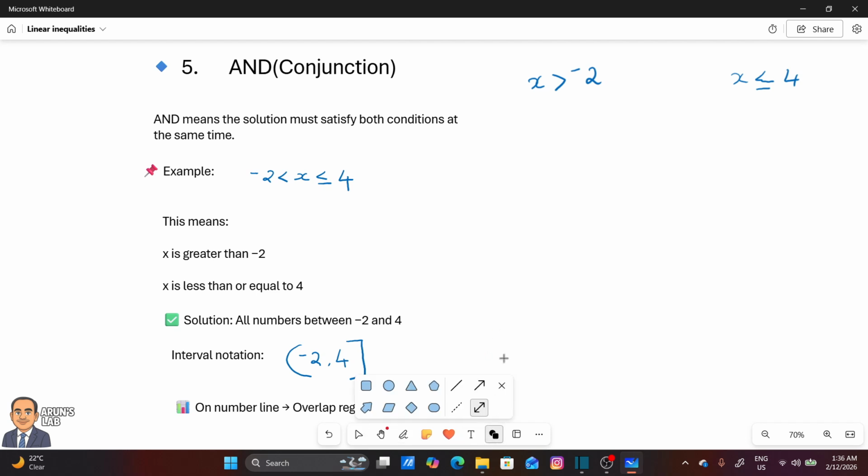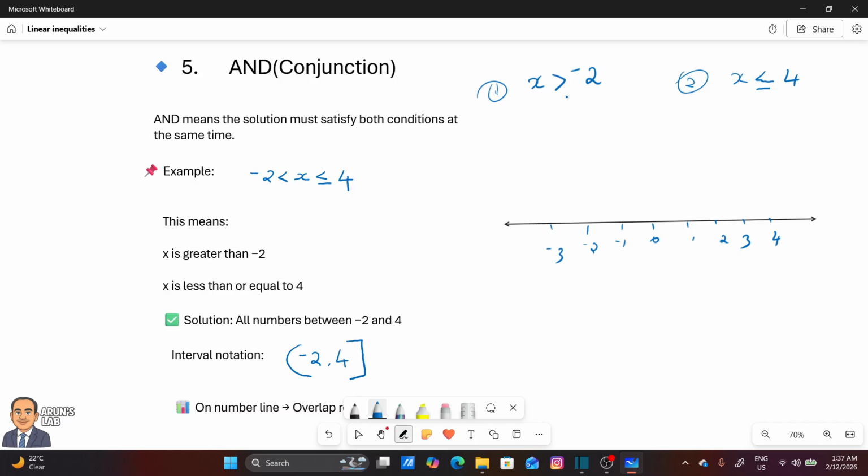Let's draw a number line here. x is greater than minus 2 means an open circle going towards positive infinity. The second one is x is less than or equal to 4. This 4 is included, so a closed circle, going towards the left side, toward minus infinity. So I plotted these two separate inequality equations on the number line.